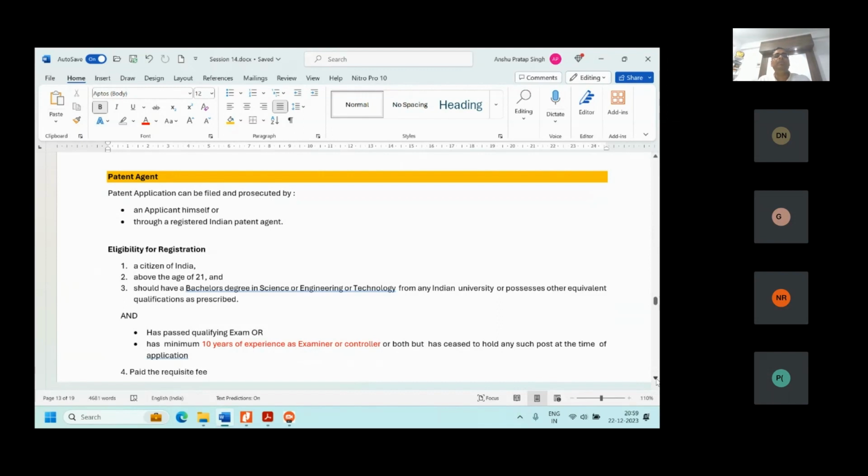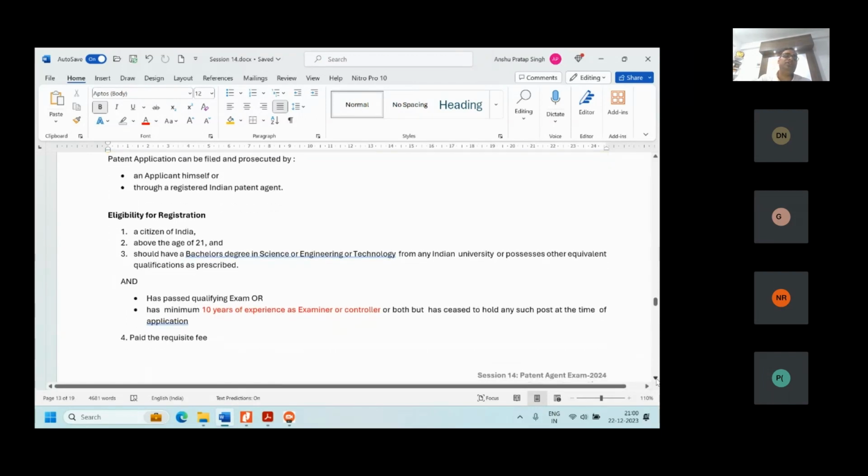This is the minimum qualification. Along with that, you should either pass a qualifying examination, that is the patent exam, or have a minimum of 10 years of experience as an examiner or controller, or both, and no longer hold that post. Then you can also practice as a patent agent. At the same time, you have to pay the requisite fee. If you don't pay the fee, your name is not on the register.